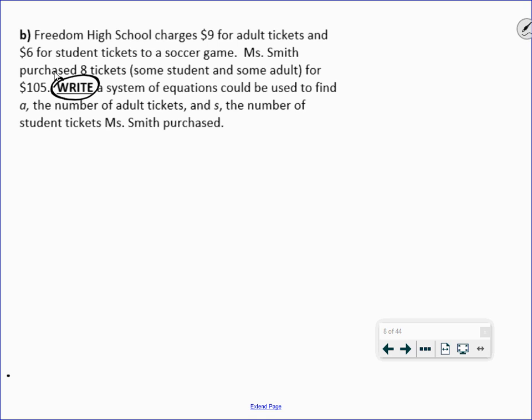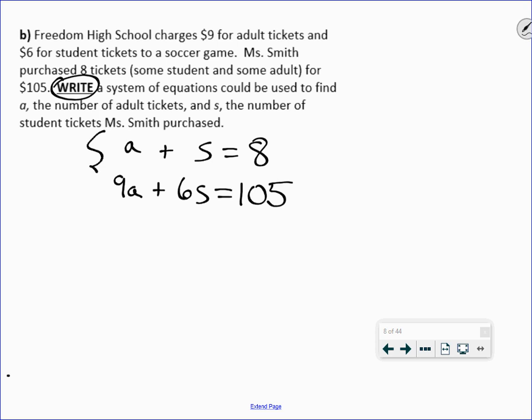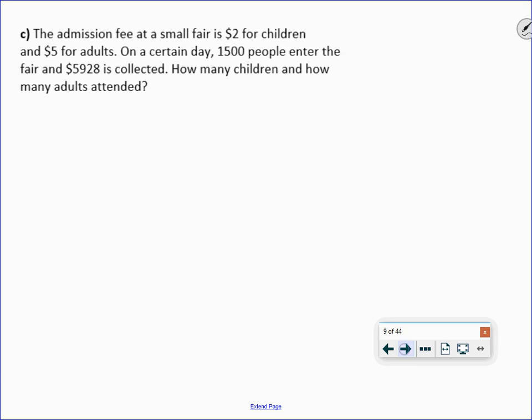So, Mr. Smith purchased 8 tickets for $105. So, we're going to do A for adult tickets and S for student tickets. Now, if we add the number of tickets he got, that adds up to 8. But then we need to figure out the amount of money he spent. Well, it's $9 for an adult ticket, and it's $6 for a student ticket. And if we add that together, that'll give us our 105. And now we have our system of equations. I could solve this, but the problem doesn't ask me to.